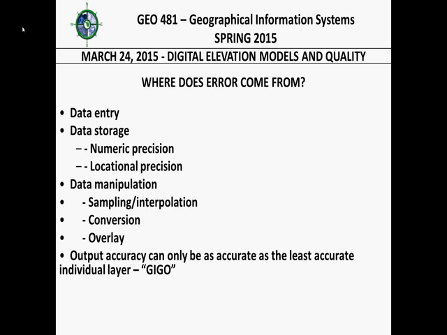So when you first set up your database, make sure that it has enough precision to store the data that you want to store. You could tie that, and locational precision is kind of the same thing, back to that very first slide where we had the map of the world with Chicago located on it. Sampling interpolation, we'll talk about that, can cause data errors as far as conversion or overlay. And output accuracy can only be as accurate as the least accurate individual layer, or the weakest link.